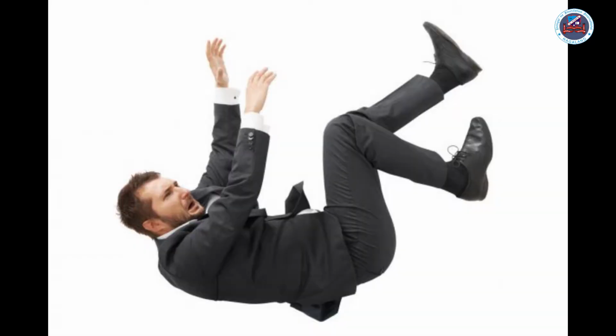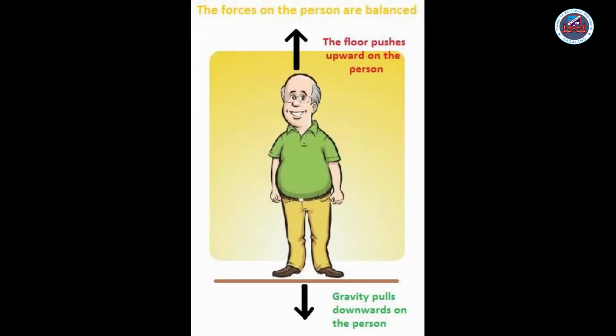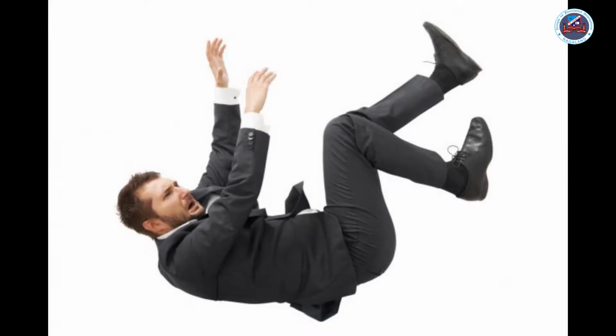So the question arises, if gravity is pulling us down, then why don't we fall through the floor? This is because the floor also gives an upward force. This force is called contact force. This upward force is big enough to balance the force of gravity. But when we sit or stand on something that is not strong enough, we fall down because the upward force was less than that of gravity.